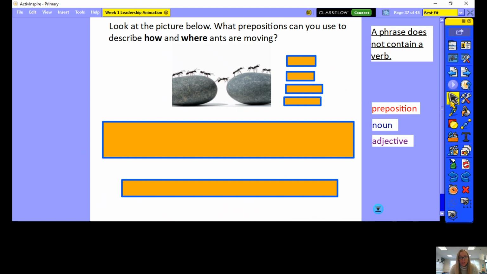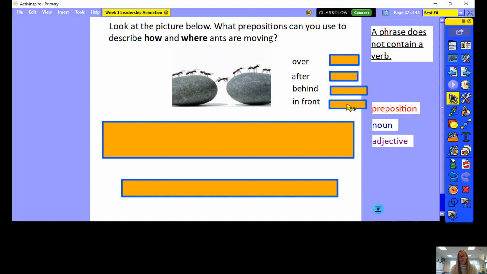Okay. Here's some prepositions that I came up with. Over. The ants are climbing over the rocks. After, to maybe describe how they are following each other, one after the other. Behind. Or in front. So all these prepositions are describing the direction of how and where the ants are moving.